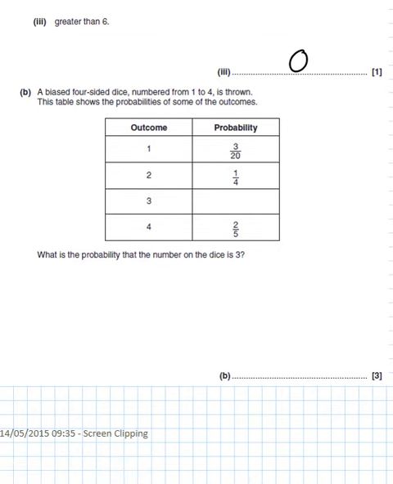A biased 4-sided dice numbered 1 to 4 is thrown. The table shows the probabilities of the outcomes. What's the probability of the dice landing on a 3? So we need to find this out. The first thing we have to do is add up these fractions here. Now they don't have a common denominator, so we have to write down the times tables of the 20s, the 4s and the 5s to find that.